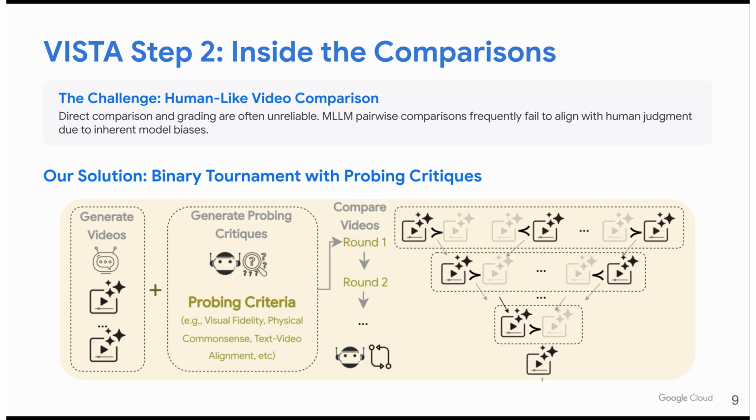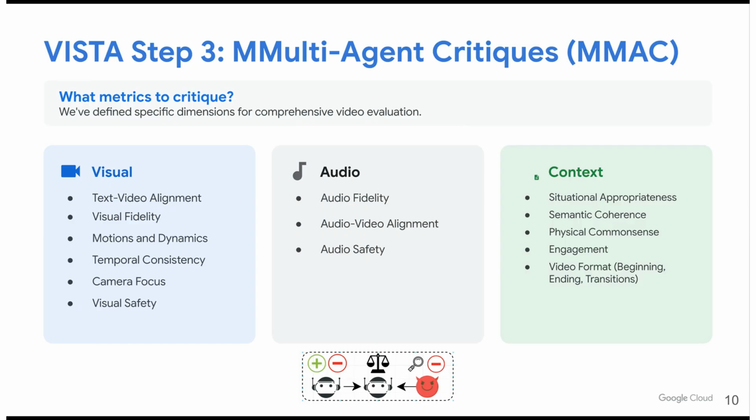So, step 2 is about comparing these videos. The challenge here is how can we obtain human-like and reliable video comparisons, as comparing videos is challenging. Our solution is to use binary tournament combined with probing critics. After obtaining the winning video, we execute the multi-dimensional multi-agent critics to obtain video feedback. We critique three major dimensions for comprehensive video evaluation, which are visual, audio, and context. And to obtain comprehensive evaluation, we perform a novel process inspired by the jury process.